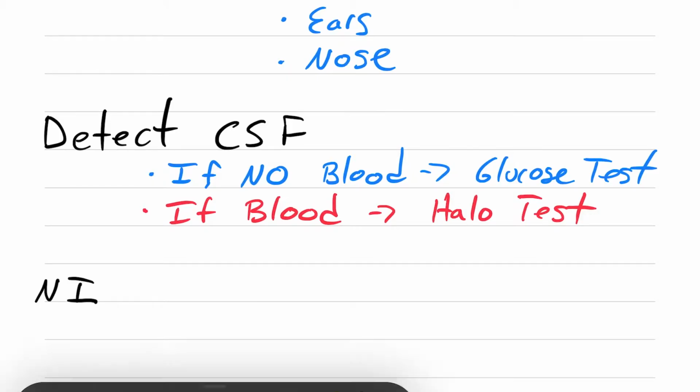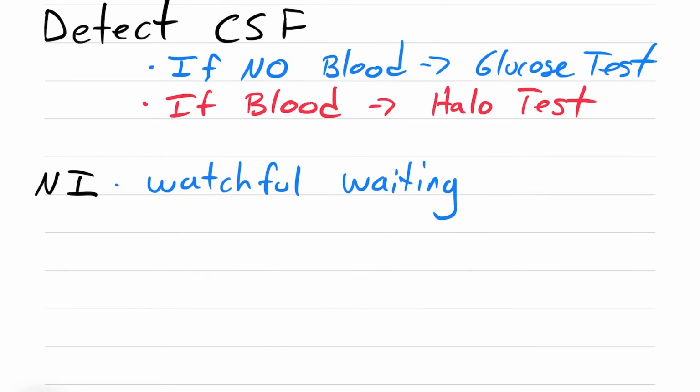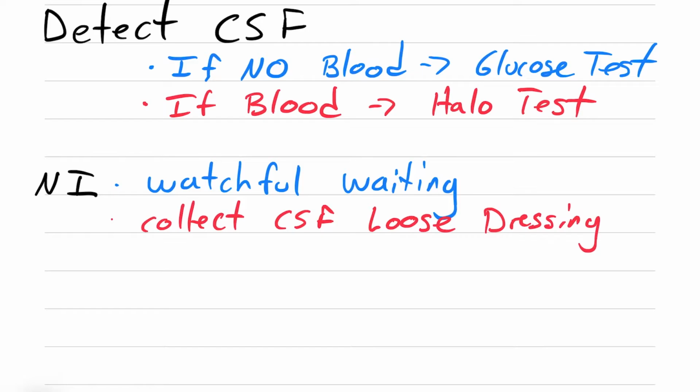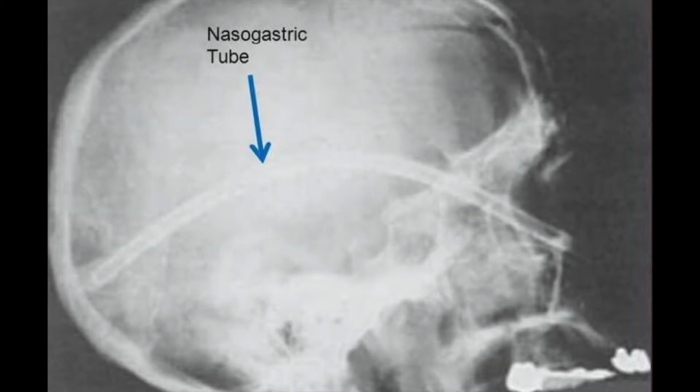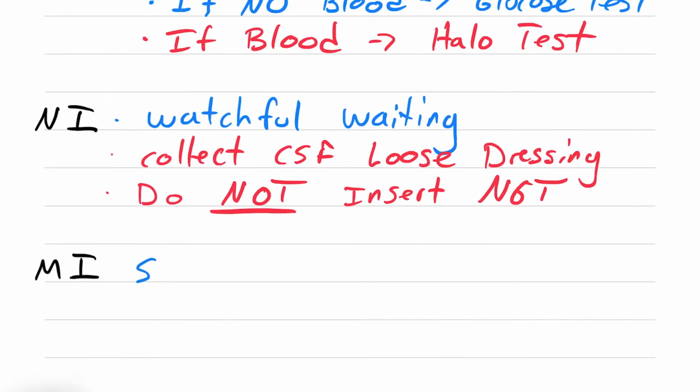Generally, the interventions for this is just watchful waiting, seeing if the condition of the patient gets worse. You can also collect the CSF with loose dressings, and make sure you do not insert an NG tube, as this is contraindicated because it can go straight into the brain because the base of the skull is fractured. The medical intervention for this is going to be surgery, and this is if there's complications such as bleeding, cranial nerve damage, or CSF leak.